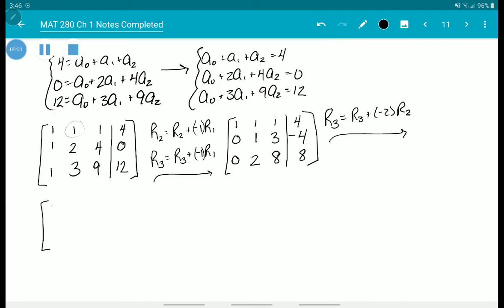So notice the first two rows are going to stay the same. So then we're going to have 0 plus -2 times 0, which is still going to be a 0 here. Then we're going to have 2 plus -2 times 1, which is 0. And then we're going to have 8 plus -2 times 3, which is a 2. And then 8 plus -2 times -4, which is a 16.